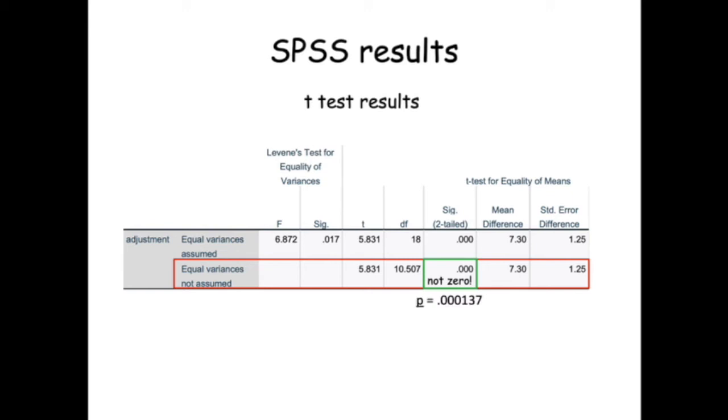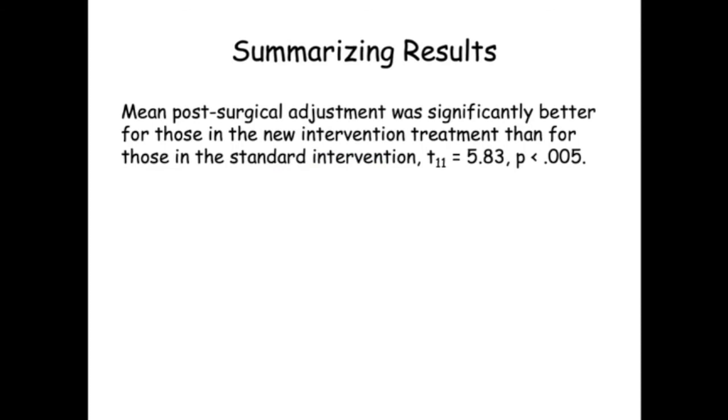Because the researchers expected adjustment to be better for the new intervention, this is a one-tailed test, so we divide this in half to get the actual p-value. Very small values are generally reported as being less than some value such as 0.005. P is less than alpha, so the null hypothesis is rejected. This is how the results might have been reported.